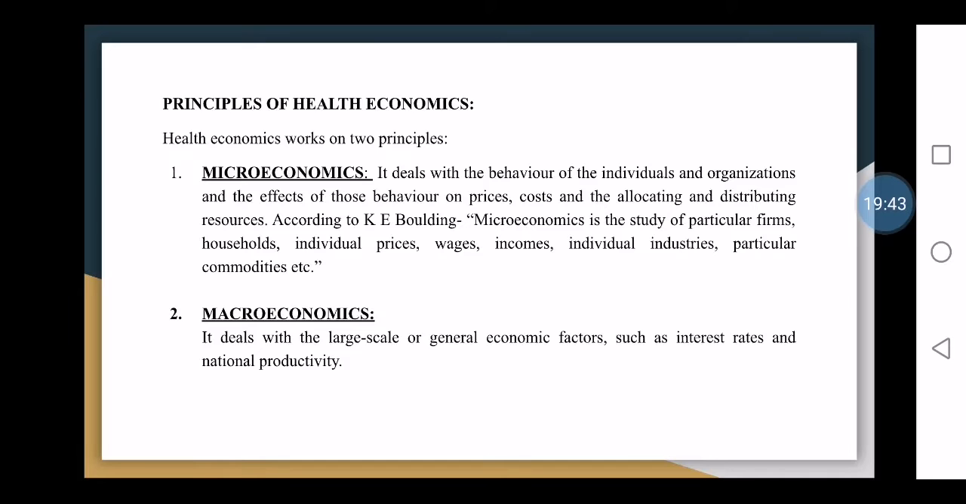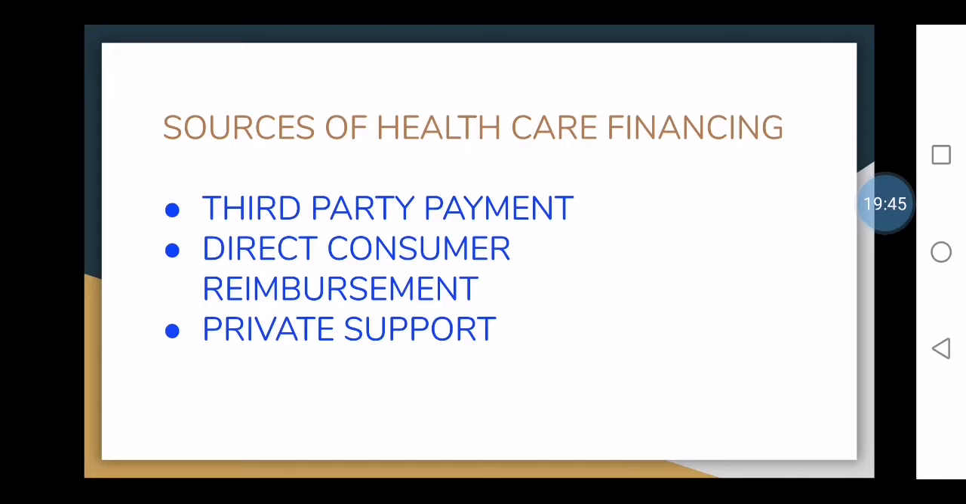Now let us see about the various sources of healthcare financing. How is healthcare getting money, or how is healthcare financing happening? When we talk about financing, how they get the money, in the public or in the private side, it is mainly through these three things: third party payment, direct consumer reimbursement, and private support.